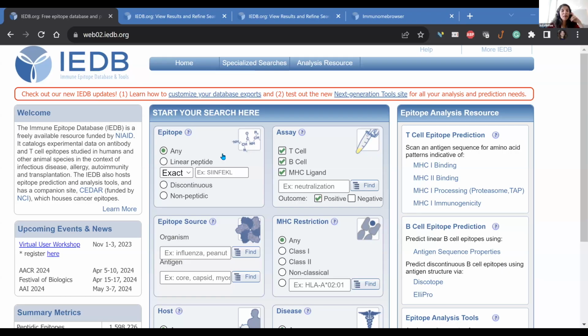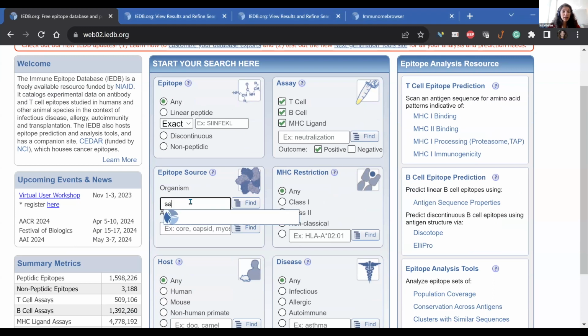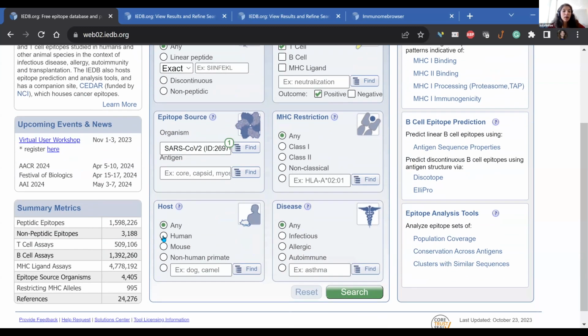And so here is our beloved database. And so how I'm going to be able to extract my SARS-CoV-2 epitopes: you can select the SARS-CoV-2 organism. You want to go for T cells because that's what we're interested in right now, and you want to look at the human host, which is what I select for my specific study.